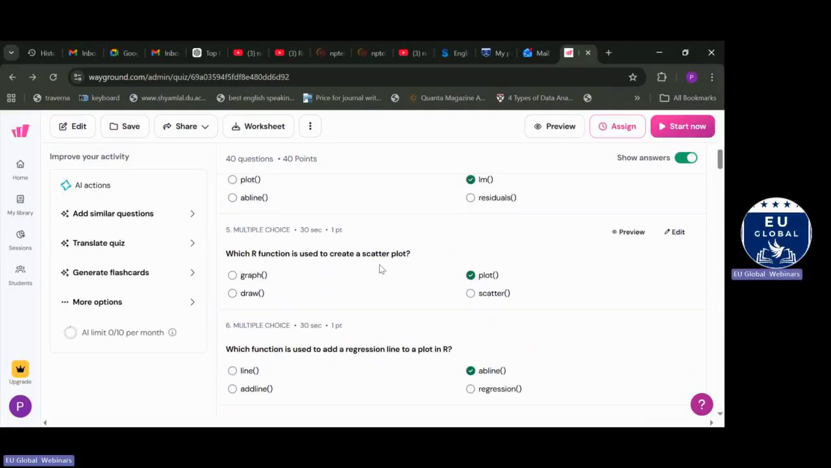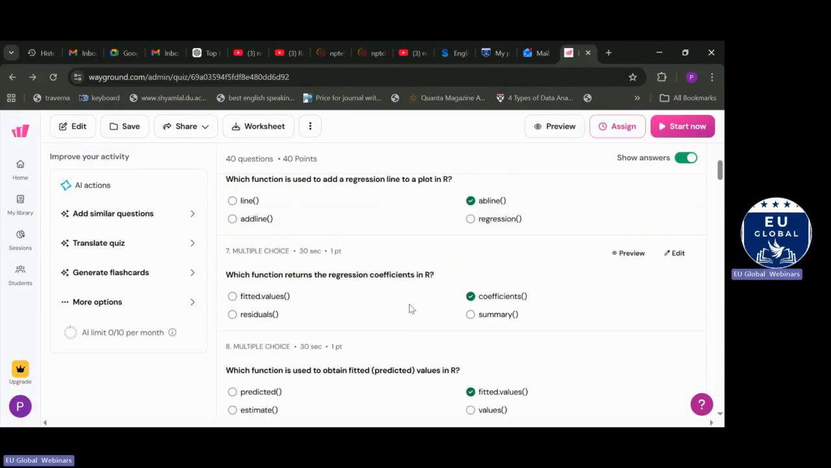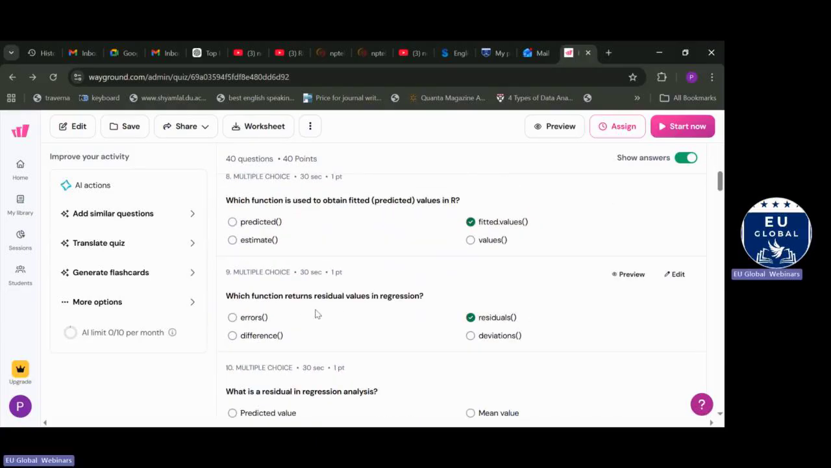Which R function is used to create a scatter plot? It is the plot function. Which function is used to add the regression line to the plot? The abline function is used to add the regression line to the plot. Which function returns the regression coefficients in R? We use the coef function to return the coefficients in R. Which function is used to obtain the fitted values? The fitted function is used to obtain the fitted values in R. Which function returns residual values in R? The resid function is used to obtain the residuals in R.